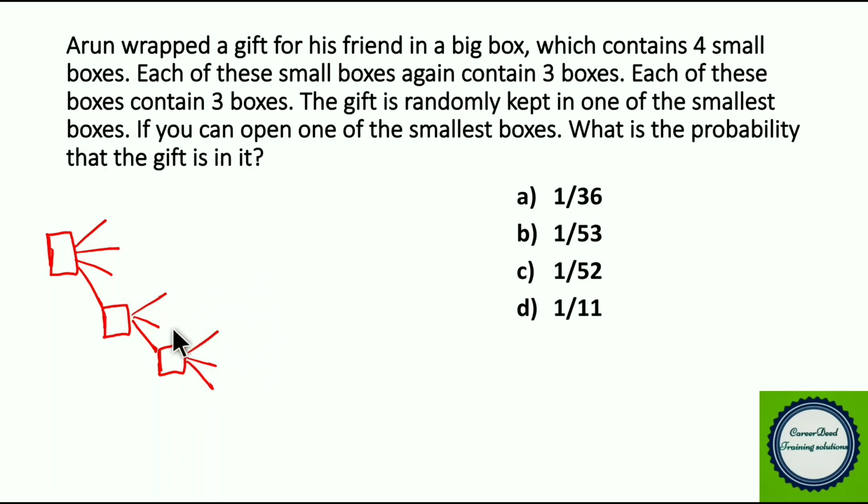In a single box you have 3 boxes. Similarly, in these 4 boxes, how many boxes do you have? Here you have 3, and here you have 3, and here you have 3. So totally you have 12 boxes. In these 12 boxes, again you have 3 boxes each. So simply you can write 12 into 3, you totally have 36 boxes, right? In these 36 boxes, you have only one box where the gift is placed. So the answer for this question is 1 upon 36.